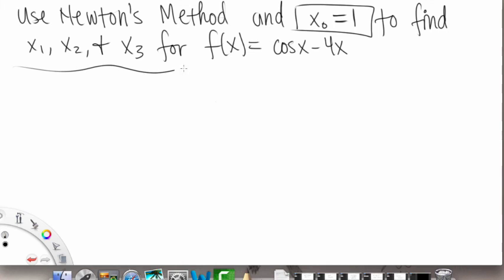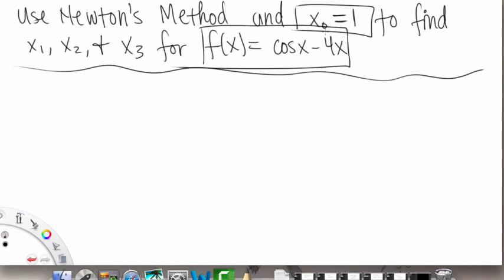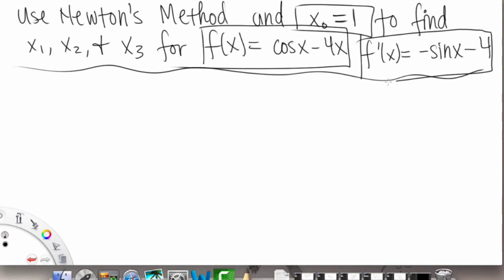Okay, so we're going to use Newton's method with x naught equal to 1, that's our initial guess, to find x sub 1, x sub 2, and x sub 3 for the function f of x equal to cosine x minus 4x. For all of these, we'll need that original function, the initial guess of 1, and we also need f prime of x, which is negative sine x minus 4. So we need those three pieces of information to start off with.